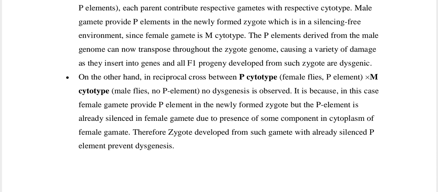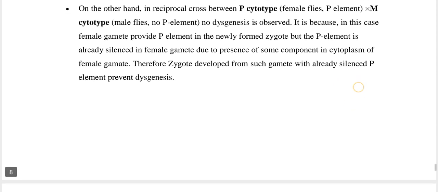On the other hand, in the reciprocal cross between P cytotype female flies with P elements and M cytotype male flies with no P elements, no dysgenesis is observed. It is because, in this case, the female gamete provides the P element in the newly formed zygote, but the P element is already silenced in the female gamete due to the presence of some component in the cytoplasm of the female gamete. Therefore, the zygote developed from such a gamete with already silenced P element prevents dysgenesis.